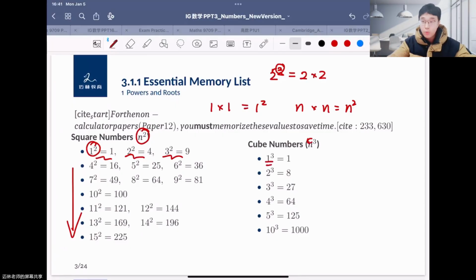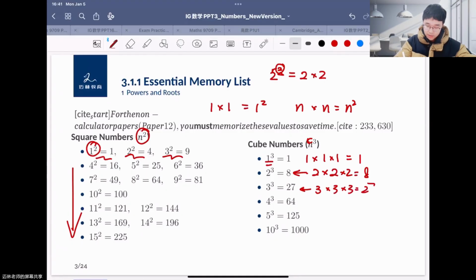Like here, 1 cubed is 1 times 1 times 1, and the final answer is 1. Next, 2 times 2 times 2 means 2 cubed, and the answer is 8. For 3 cubed, you have 3 times 3 times 3, and the answer is 27. And 4 cubed is 4 times 4 times 4, which equals 64.